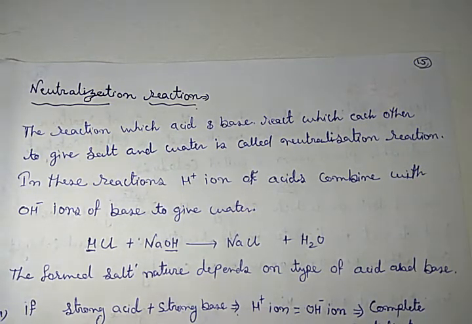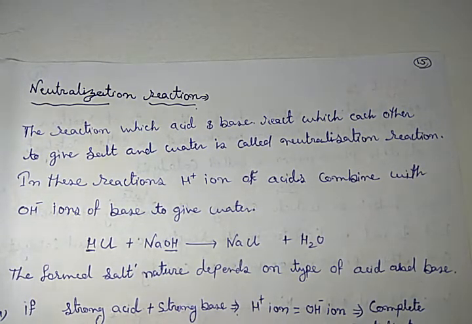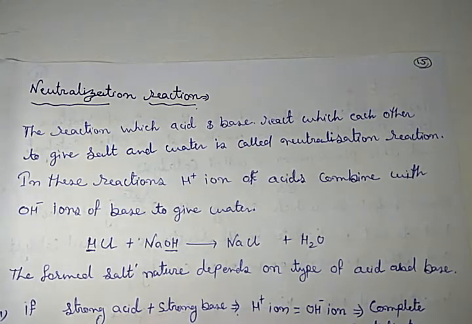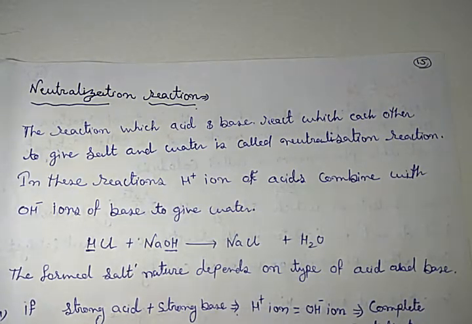Here the formed salt's nature depends on the type of acid and base. As you know, when an acid dissociates it gives H+ ions and when a base dissociates it gives OH- ions. You also know that acids and bases are of two types, strong and weak. Strong means they completely ionize and give maximum H+ or OH- ions, while weak ones do not completely ionize and give fewer H+ and fewer OH- ions.